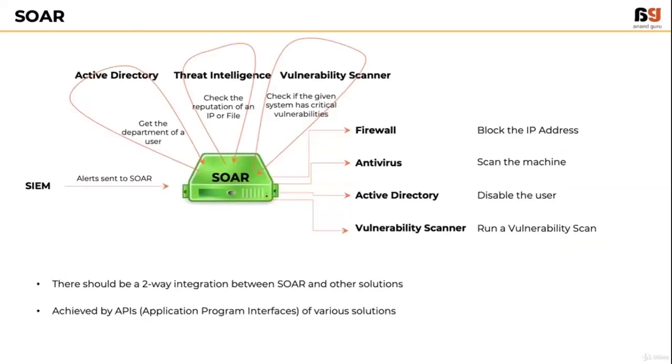So explaining it further, when alerts come out from the SIEM, they are sent to the SOAR. So they get into the Active Directory, they get the department of a user. In the threat intelligence, they check the reputation of the IP or file. For example, when someone knocks on your door, you check which door the person is knocking on. You now check whether you have heard this kind of knock before.